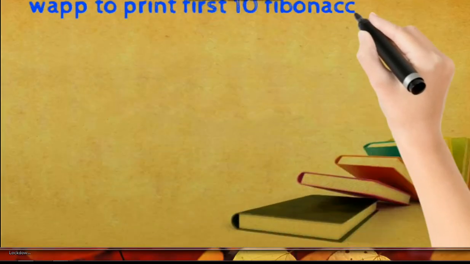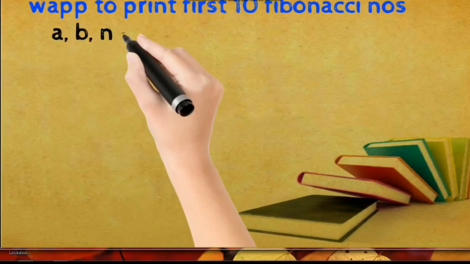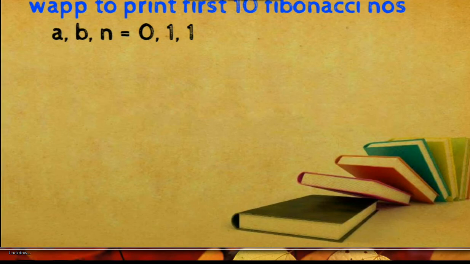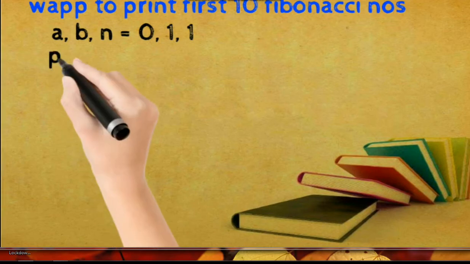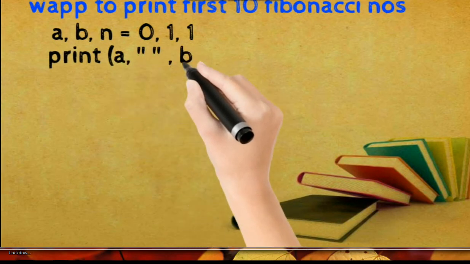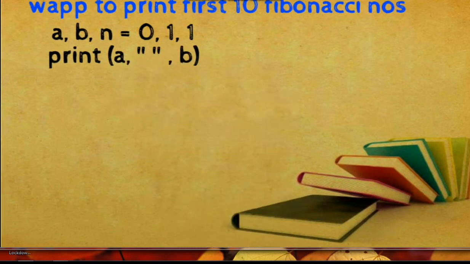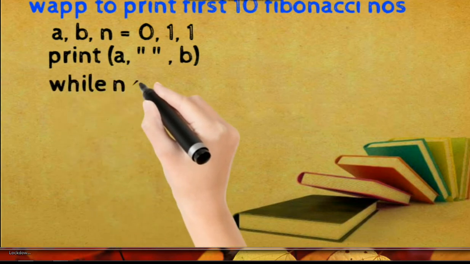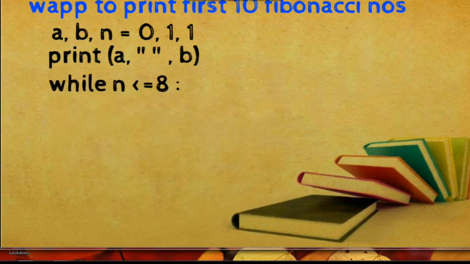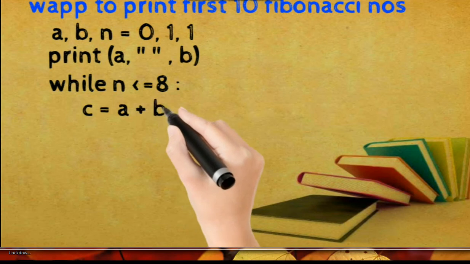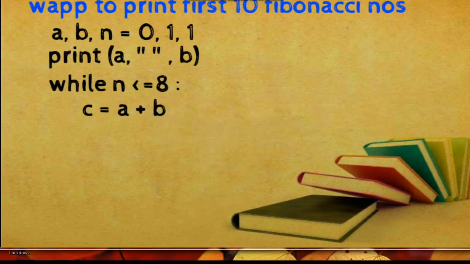The next question, to print the first 10 Fibonacci numbers. For that, 3 variables we have taken, a as 0, b as 1 and n as 1. n is to continue the loop, and a is 0 and b is 1, to print at first the series. Then while n less than equal to 8. Why 8? Because 10 numbers are asked of us and already 2 numbers we got, that is 0 and 1. So less than equal to 8 is written.